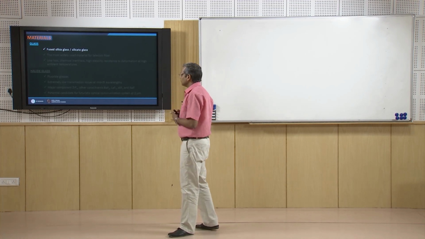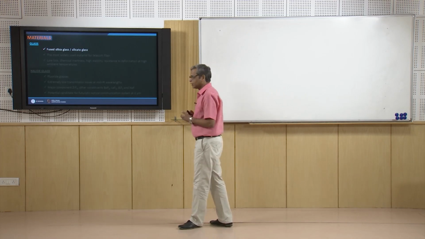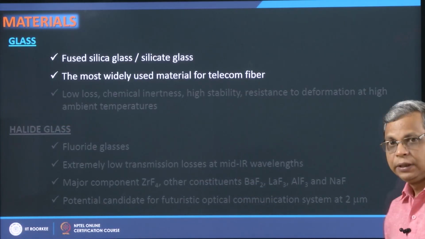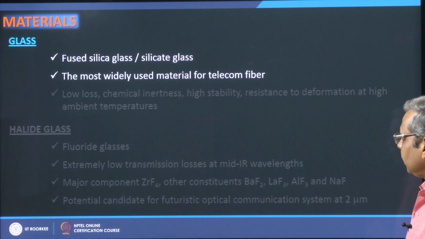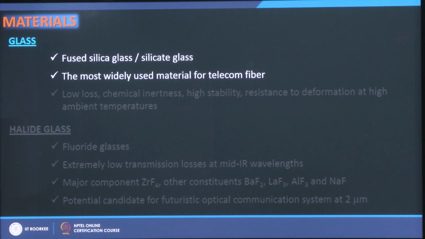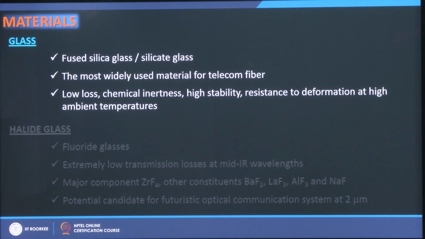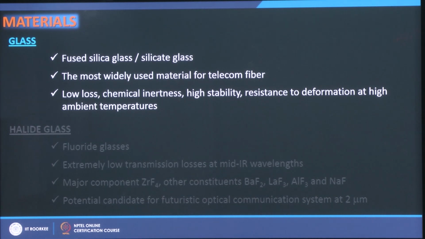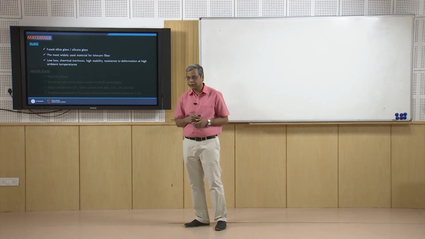What are various materials? First and foremost is fused silica glass or silicate glass. It is the most widely used material for telecom fiber. The advantages and characteristics of this glass is it has very small loss, it is chemically inert, highly stable, and it has resistance to deformation at high ambient temperatures.